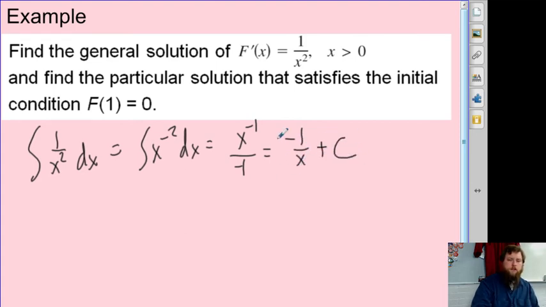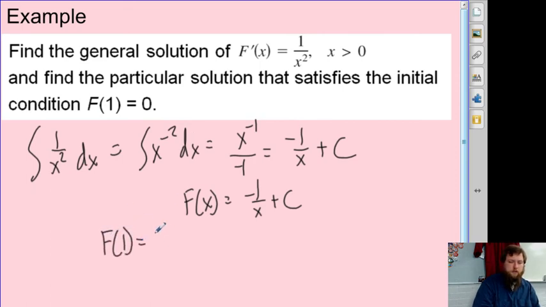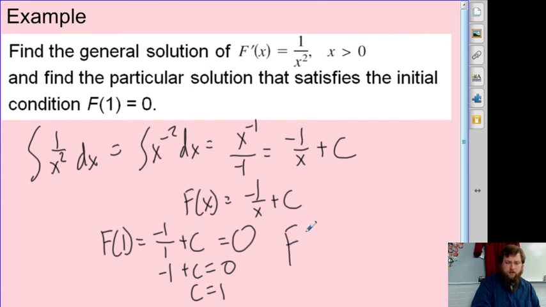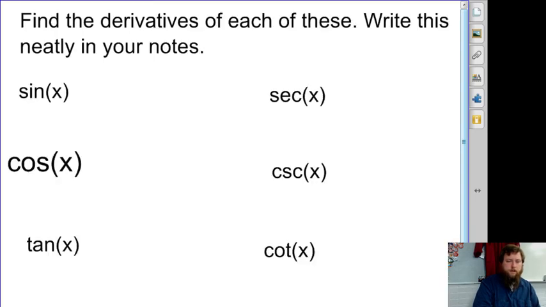Cool. So that's my function. I can say f of x equals negative 1 over x plus c, but I want to figure out when f of 1 equals 0. So when f of 1 happens, that's going to be negative 1 over 1 plus c, and that's going to equal 0. Let's solve for c. Negative 1 plus c equals 0. Add 1 to both sides, you'll get c equals 1. So since c equals 1, the particular solution is f of x equals negative 1 over x plus 1. And that's my answer. Cool. That's it.